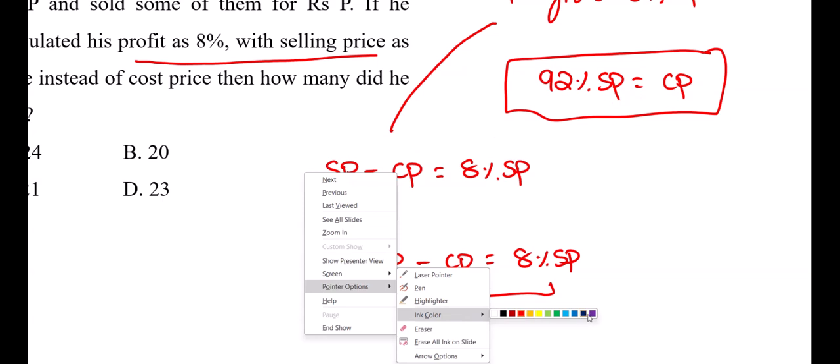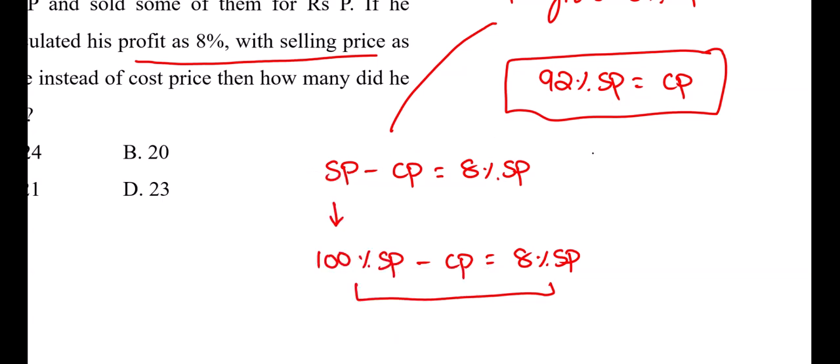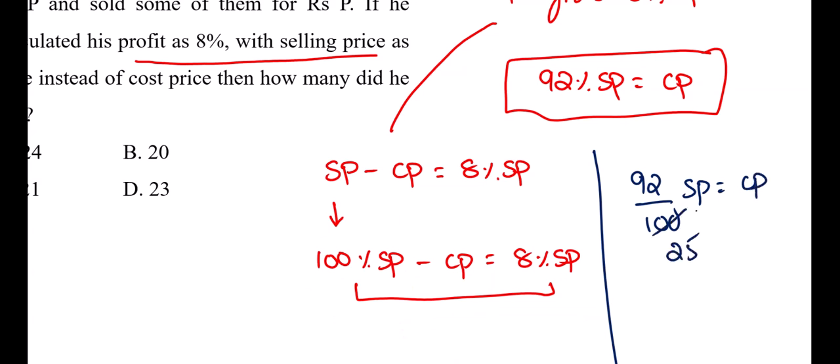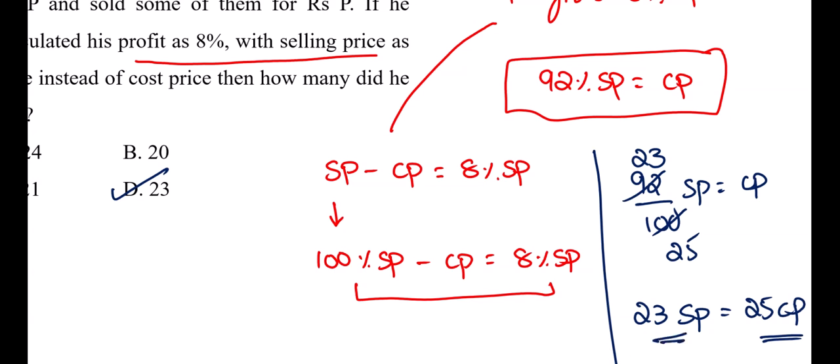Now listen. You are done with the question actually. 92% means 92 divided by 100, SP equal to CP. If you divide by 4, the answer is 23. So 23 toys selling price is equal to 25 toys cost price. You purchased 25, you sell 23, then you will get 8% profit with respect to selling price.